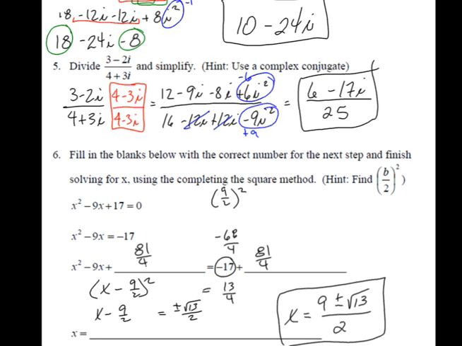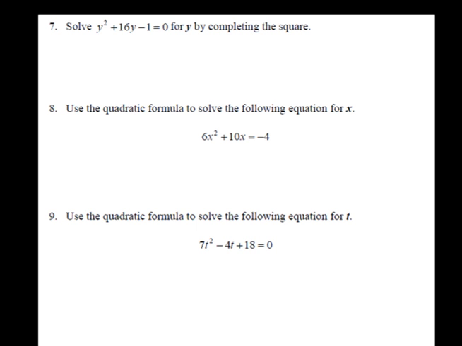Looking at number 7. Number 7 again is solved by completing the square. So I have y squared plus 16y minus 1 equals 0. First I move my 1 to the other side, so plus 1 plus 1. So I have y squared plus 16y plus blank is equal to 1 plus blank.